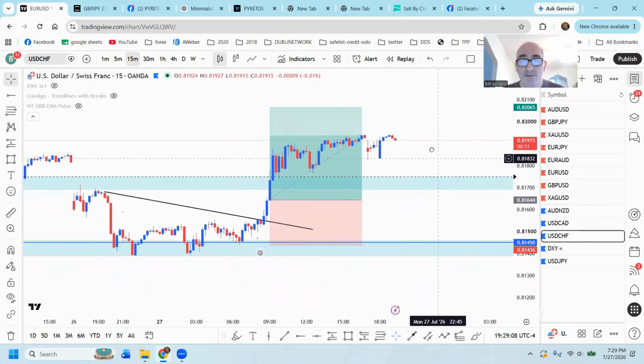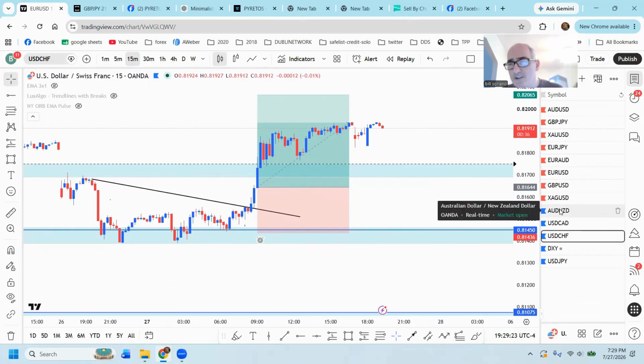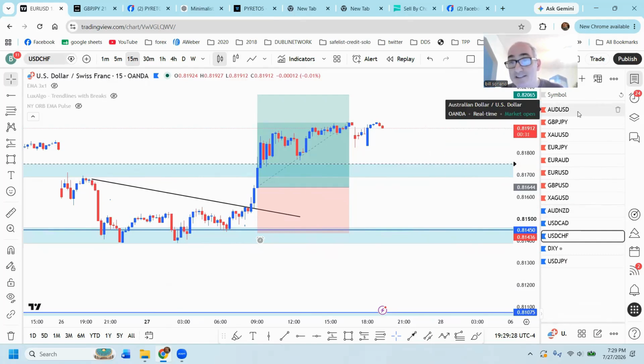So those are the pairs from today. 6 potential trades, right? I always refer to them as potential trades because you can't take every trade, right? I was able to take 4 of those trades. Now I did limit my risk on AUD NZD. I did reduce my risk in half because I was already in AUD USD.